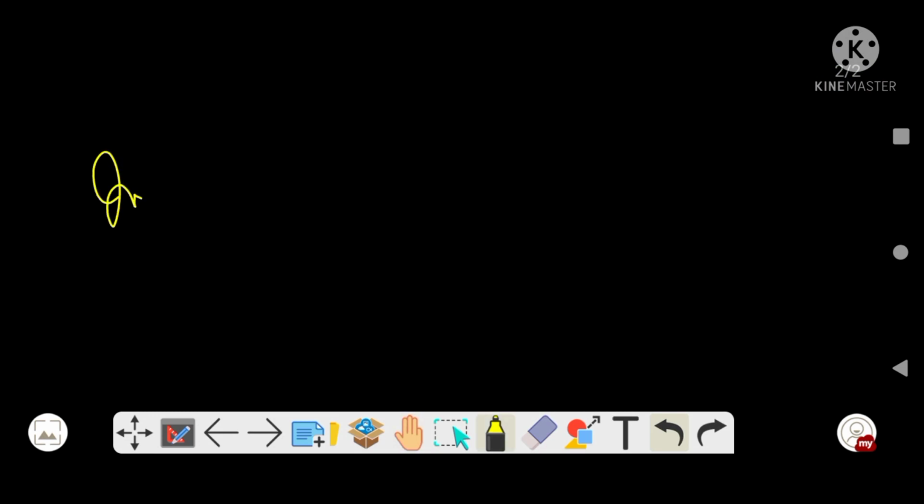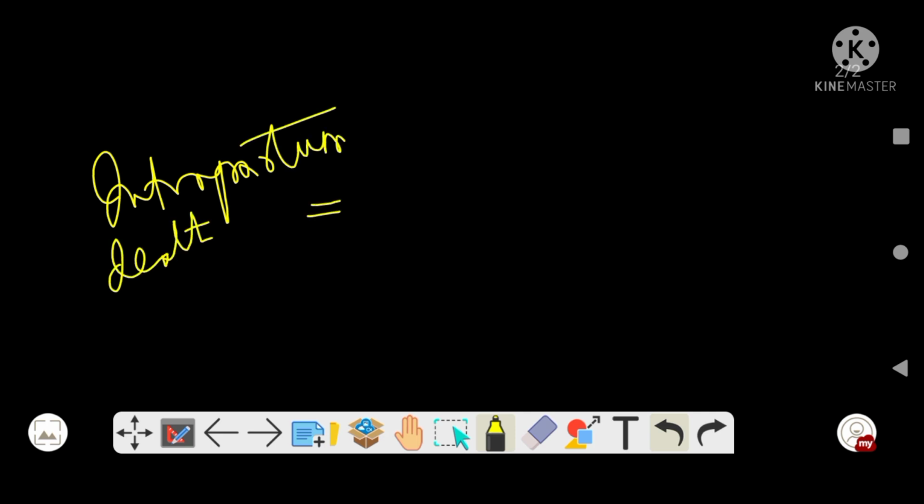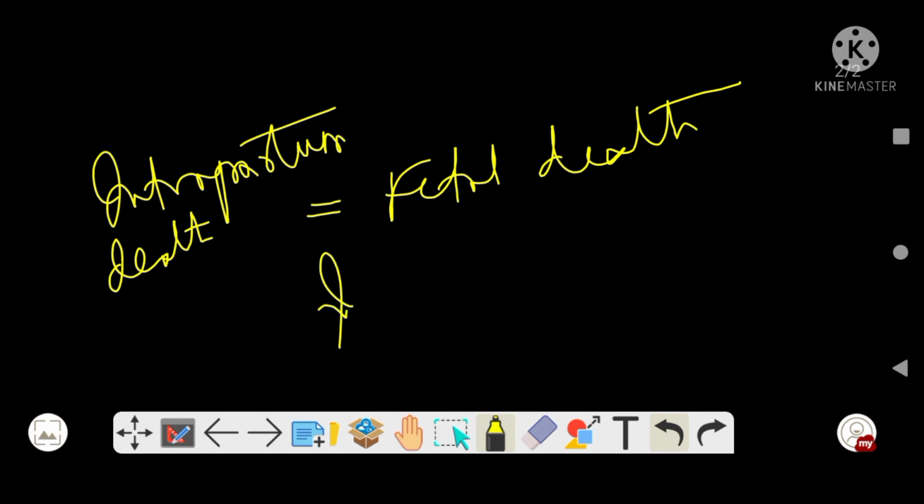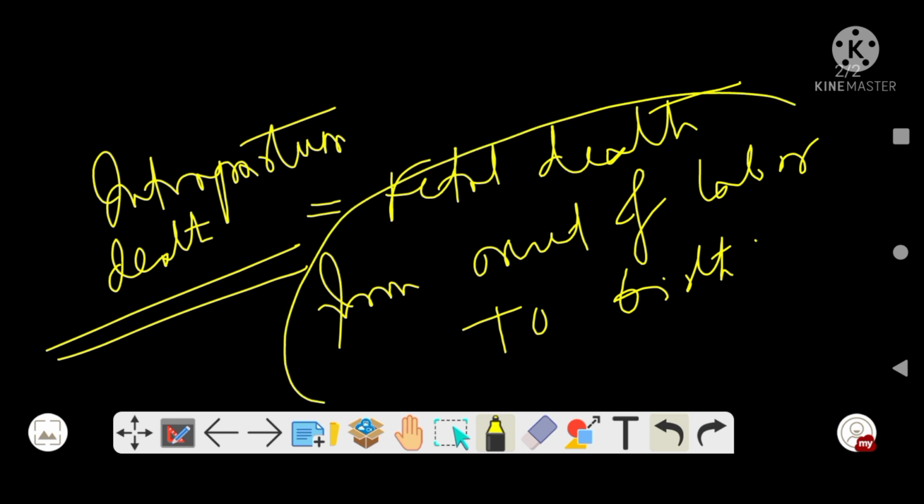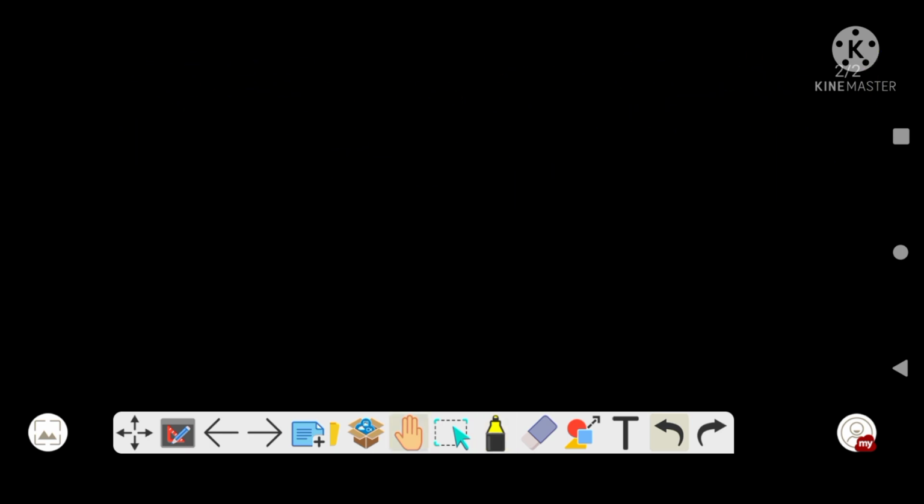Next is your intrapartum death. This is defined as fetal death from onset of labor to birth. So intrapartum death is a fetal death from onset of labor to birth, in between onset of labor and birth, right? Next.